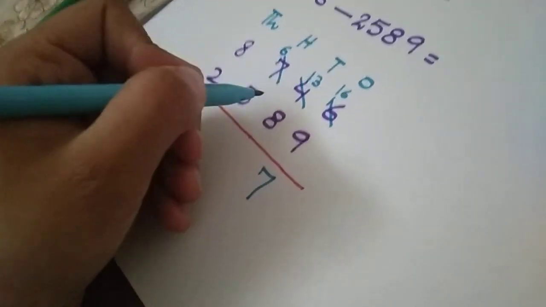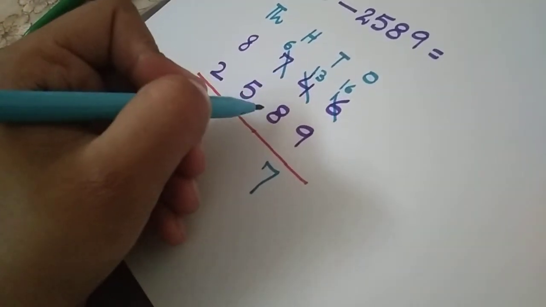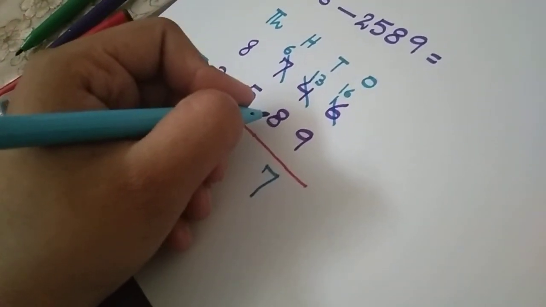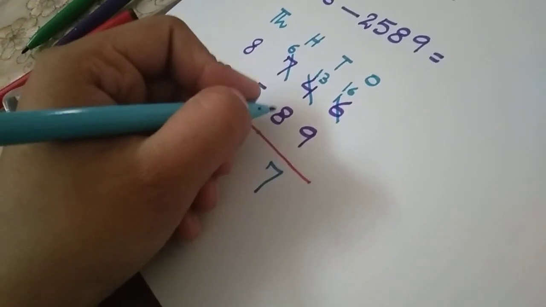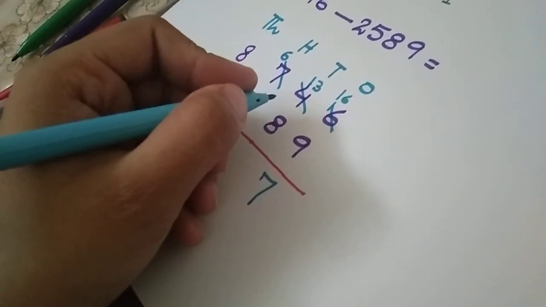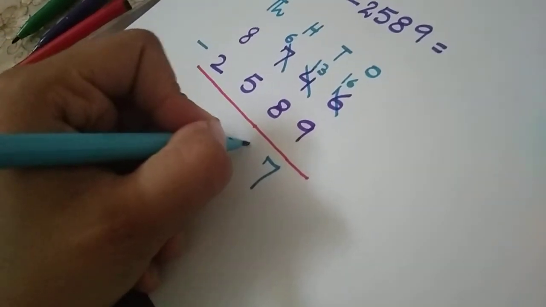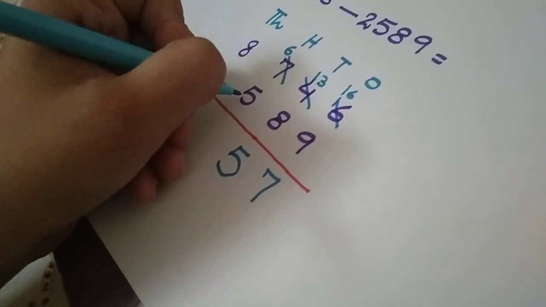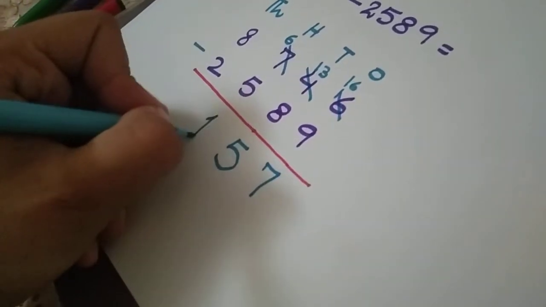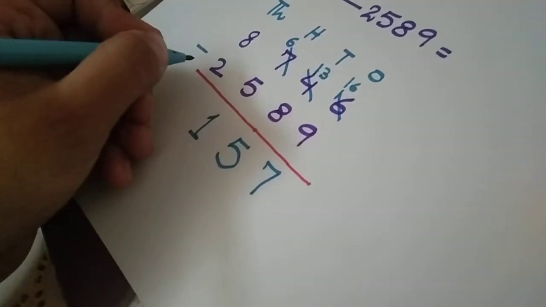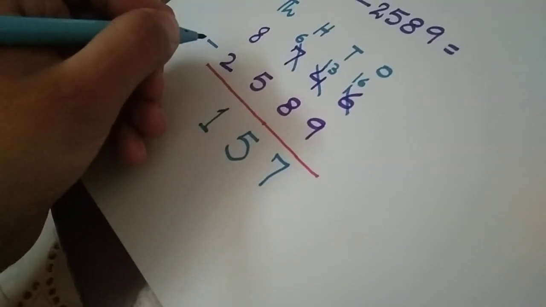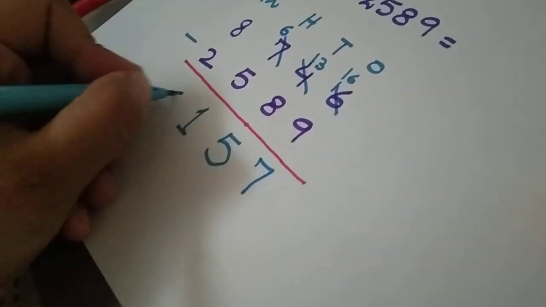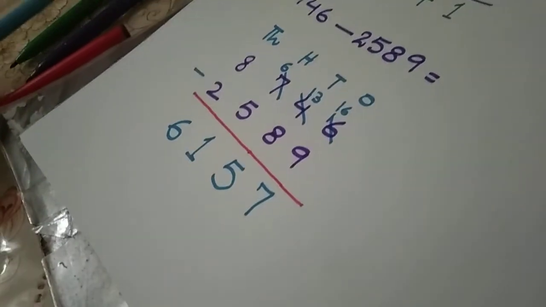So now come to tens position. 13 minus 8. What will be the answer if I subtract 13 minus 8? I will count till 8 and then count till 13. Open my fingers till 13. What will be the answer? 5. Now 6 minus 5. Yes, 6 minus 5 will be 1. 8 minus 2 will be 6. So here it is.